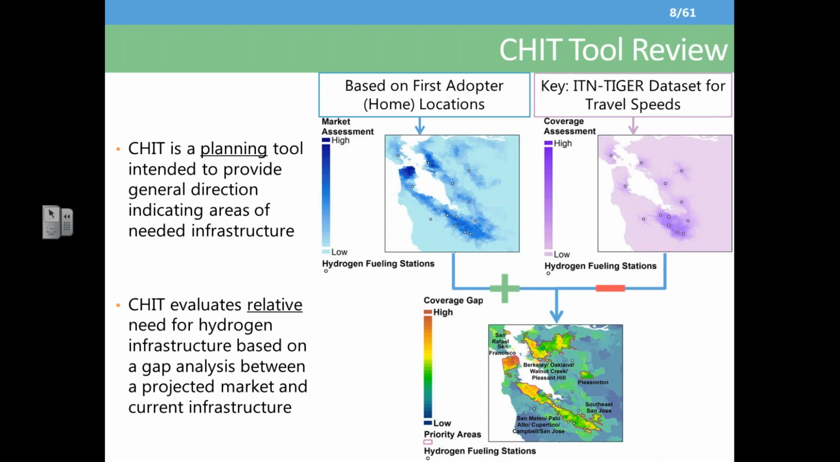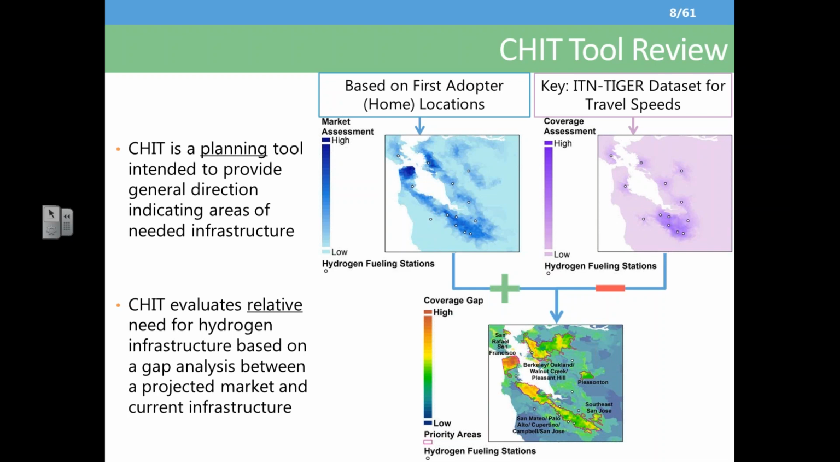And so it evaluates the relative need for hydrogen based on a gap analysis between the projected market and the current infrastructure. Up on the left is the market assessment, and that's based on the home locations of the first adopters. We try to locate the first adopters according to a number of metrics that I'll discuss in a few slides. And in this image, a darker shade of blue means a higher concentration of likely first adopters. On the right in the purple is the coverage assessment. That's what I showed on the previous slide, and actually this one is updated.